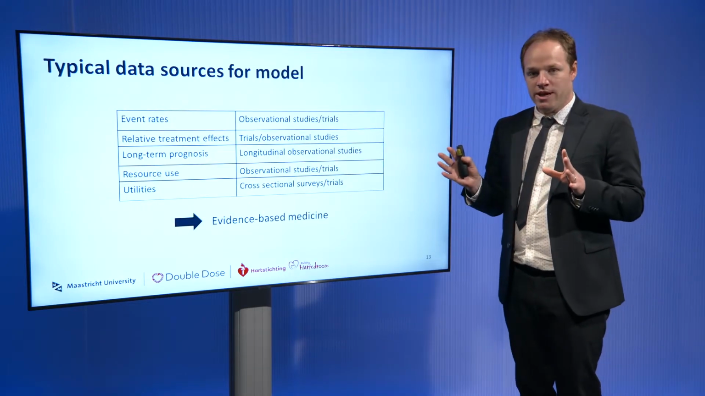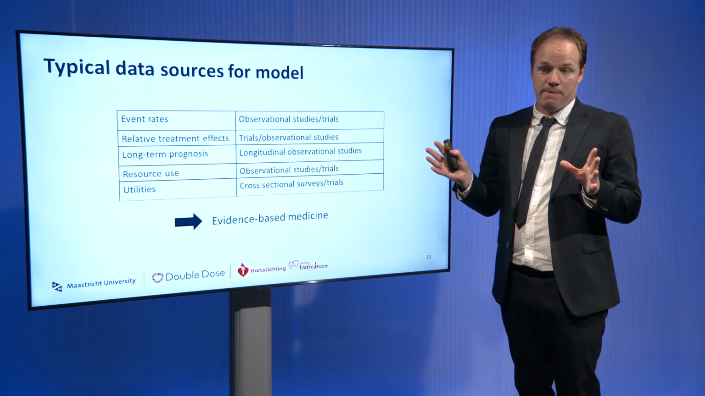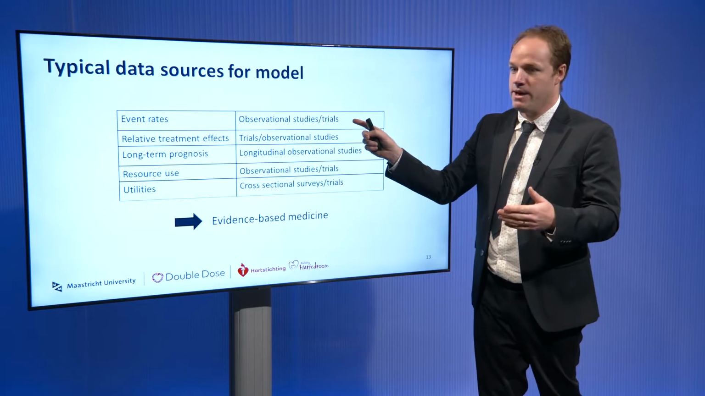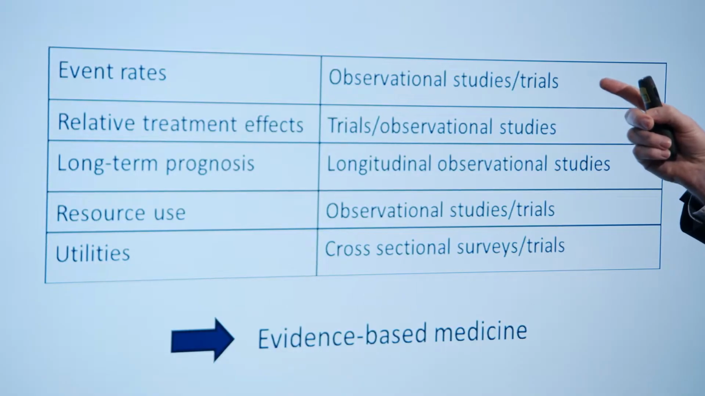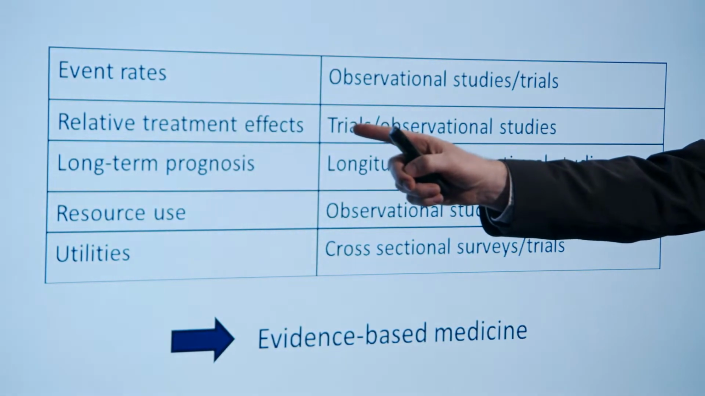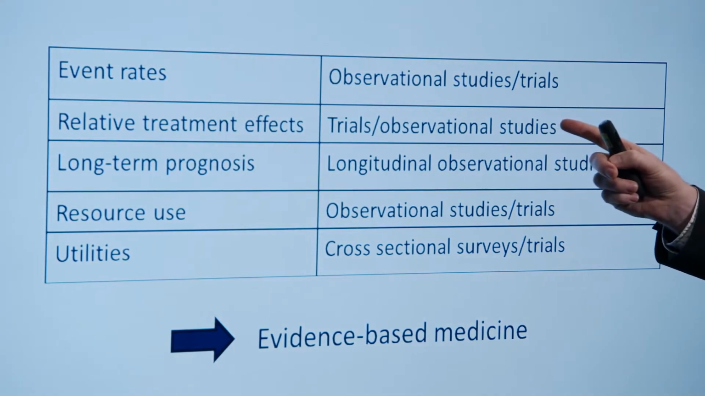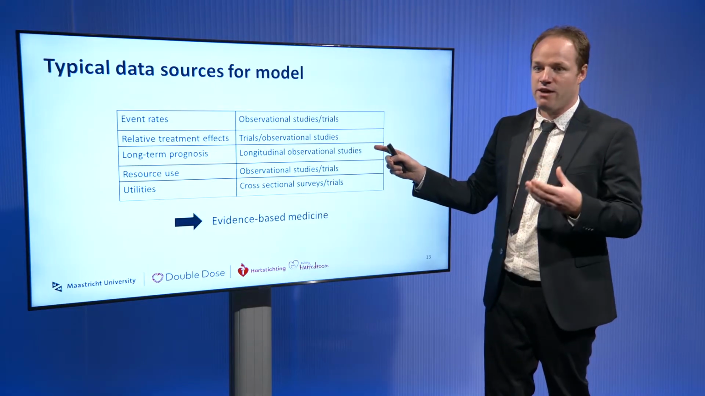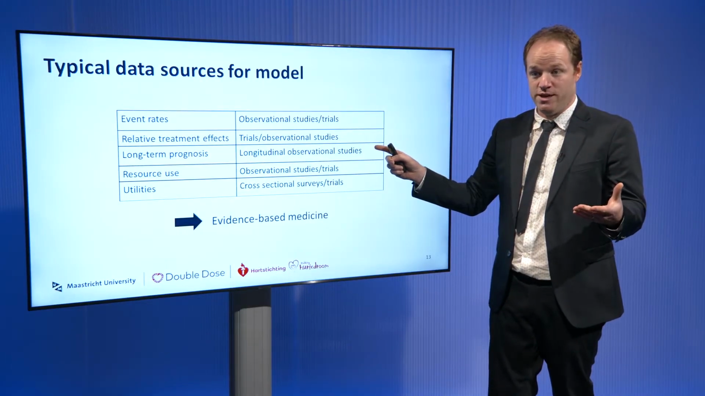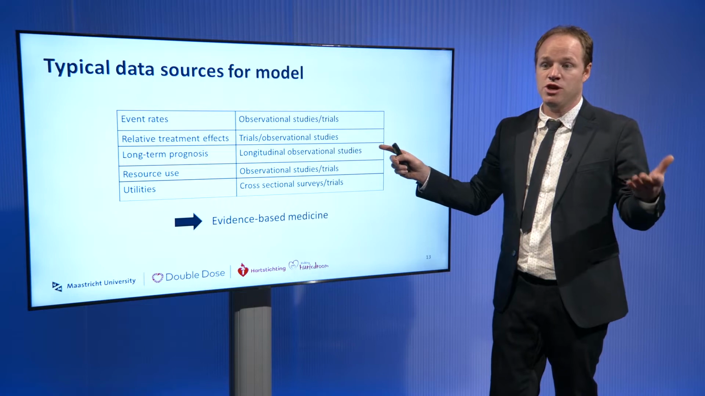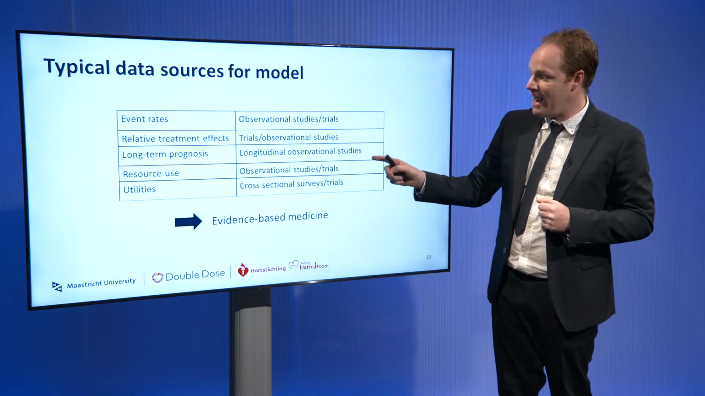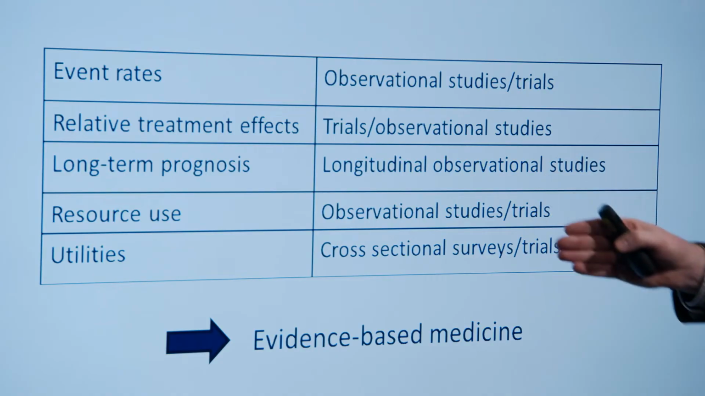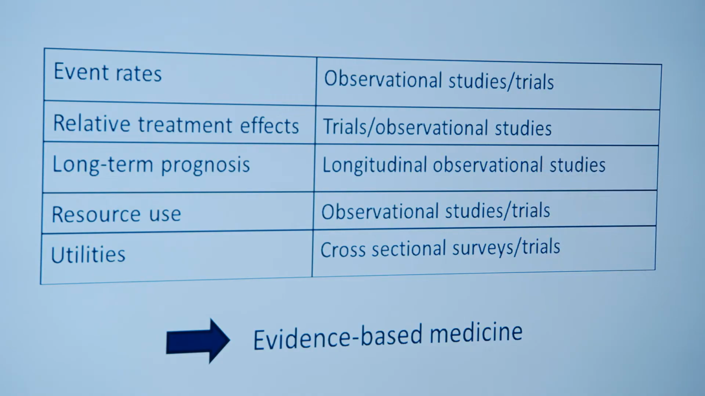To build up a model, we need a lot of data. For example, for the rate of the event, typically based on observational studies or trials. We need data on the treatment effect, and we typically use trial data or observational studies. We also need data for the long-term prognosis of the disease, typically based on longitudinal observational studies. And we need cost data for the resource use and utilities, also from observational or cross-sectional studies.